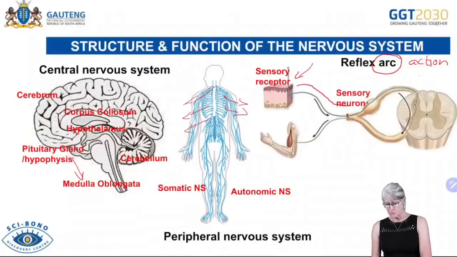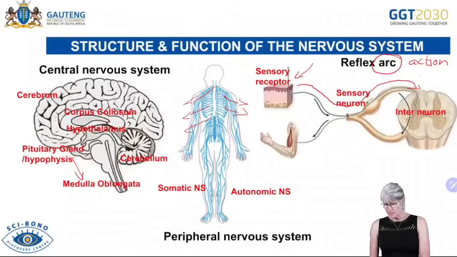Okay, so there's our sensory neuron, and our sensory neuron is going to carry the impulse into the spinal cord, which is part of our central nervous system. And there the sensory neuron is going to synapse with a connector neuron or an interneuron. Okay, so it's the one, inter means between.